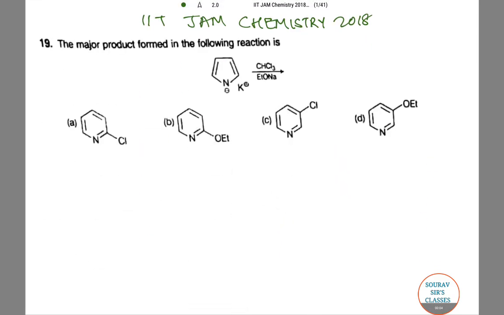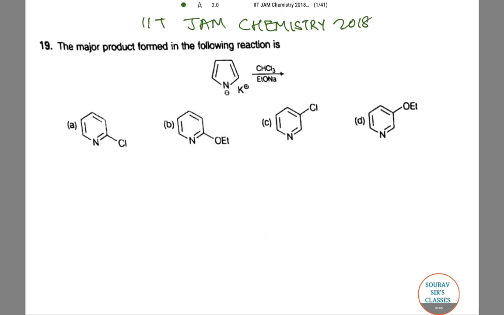Today we will be solving some IIT JAM Chemistry questions from this year, that is 2018. Let's start with question number 19. The major product formed in the following reaction is, and we have a compound given to us, and CCl3H and NaOEt are the reagents, and we have to choose from the four options given to us.